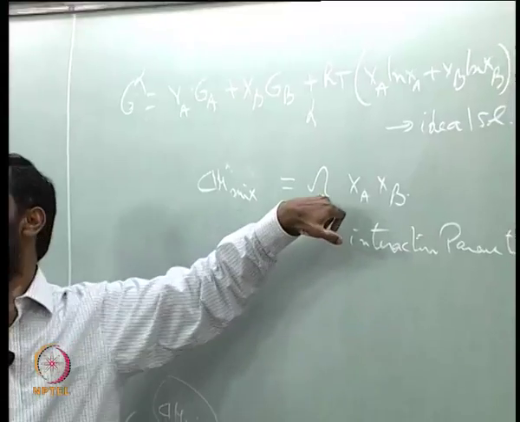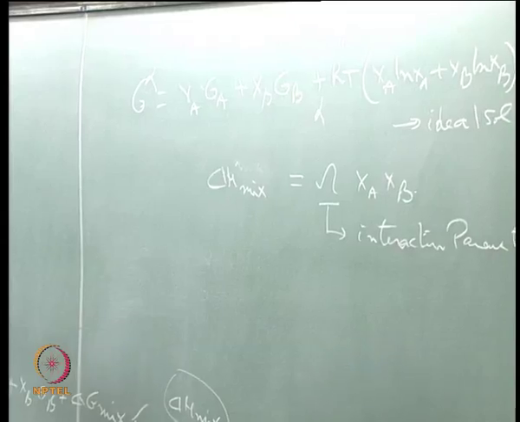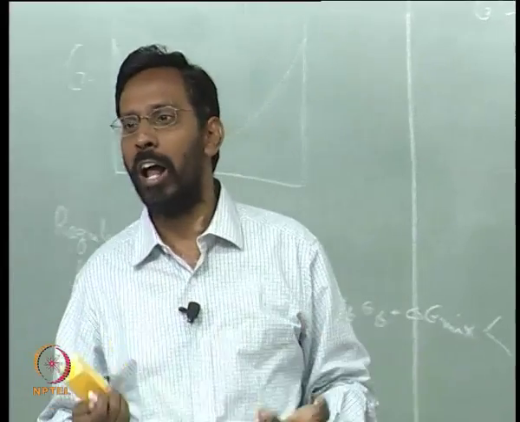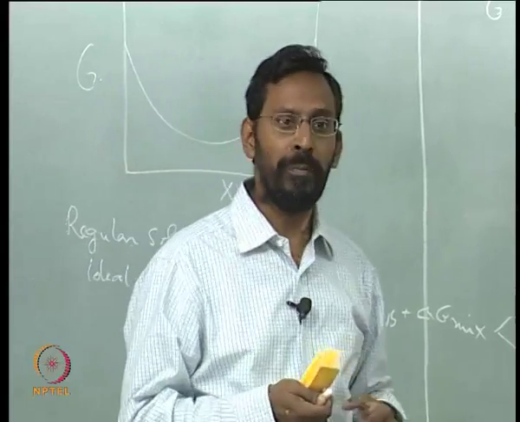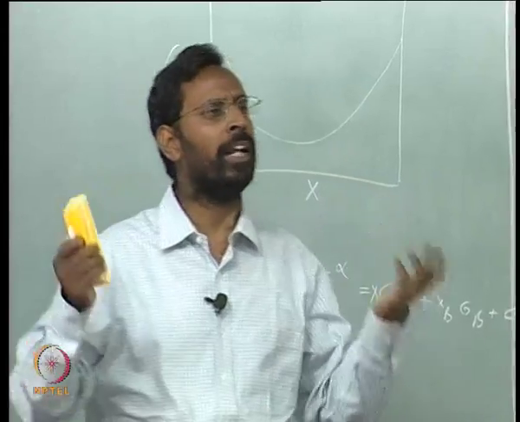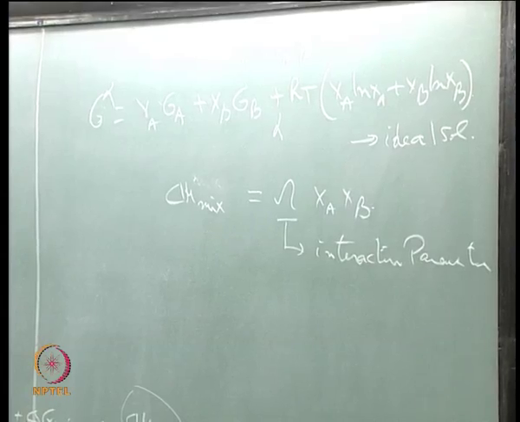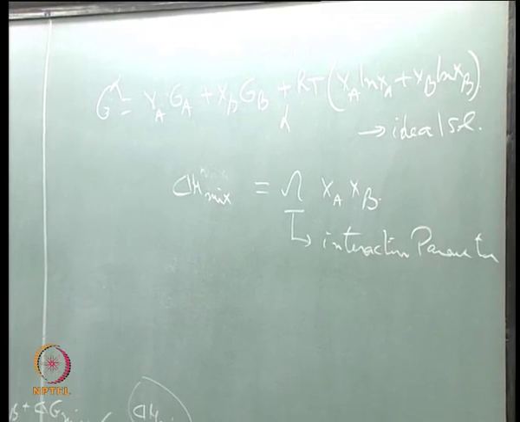So, if omega is negative, that means there is an attraction between A and B. Any attraction always causes the formation of compounds. And here also, depending on how strong the attraction is, you have compounds with different melting points. Some of the compounds may have very low melting points, and some may have very high melting points.